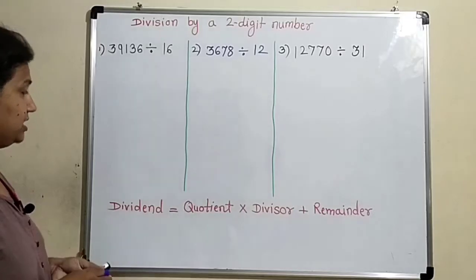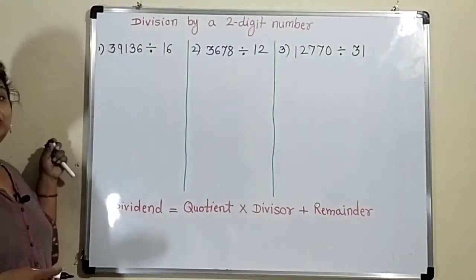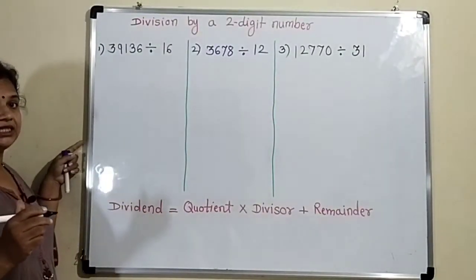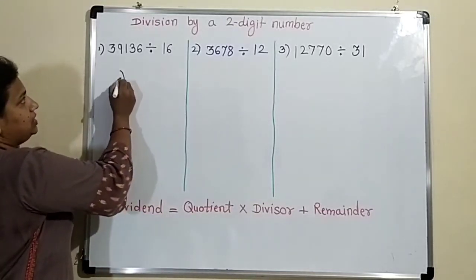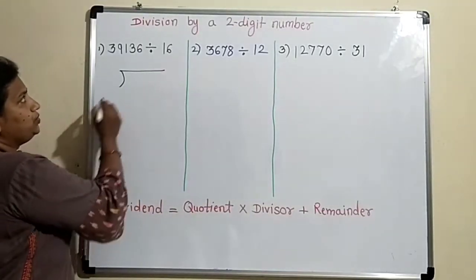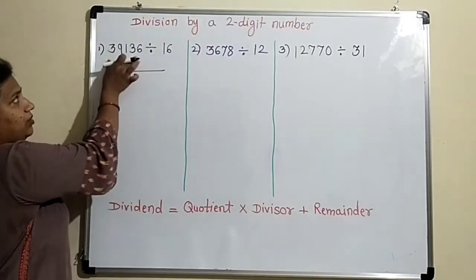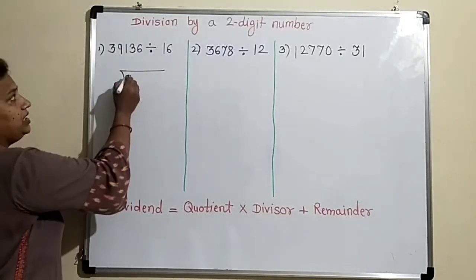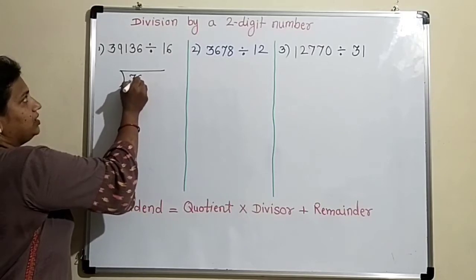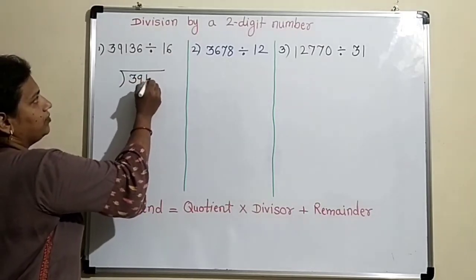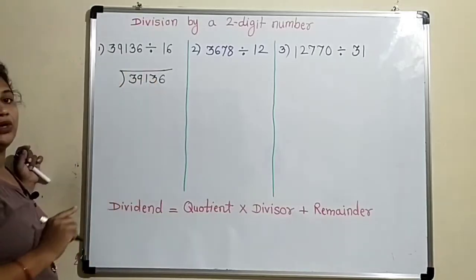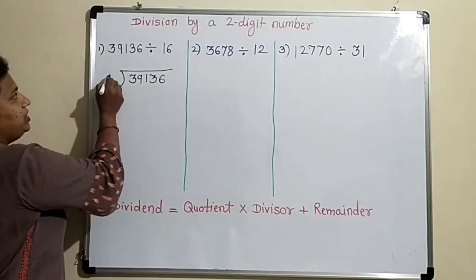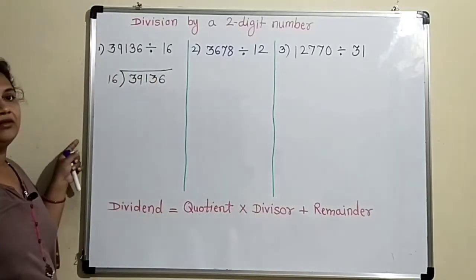So here the first example, 39,136 divided by 16. This is the division sign we are going to use. The bigger number, which is the dividend, is to be written inside. This everybody knows. And the divisor by which we are going to divide must be written outside.